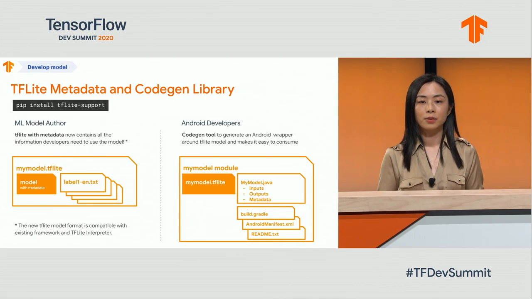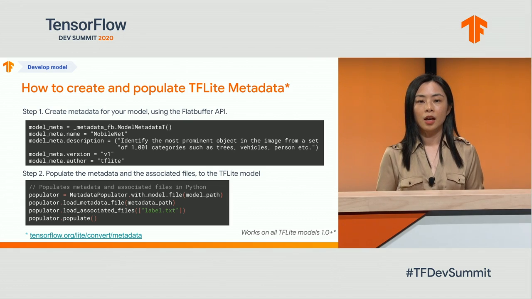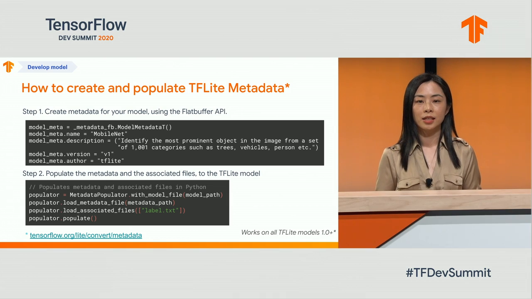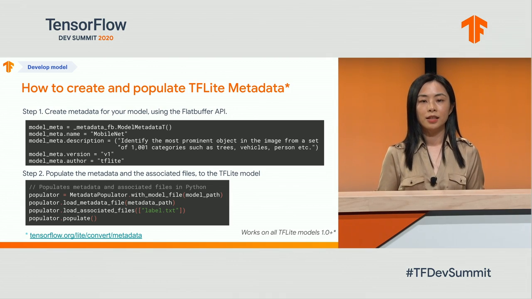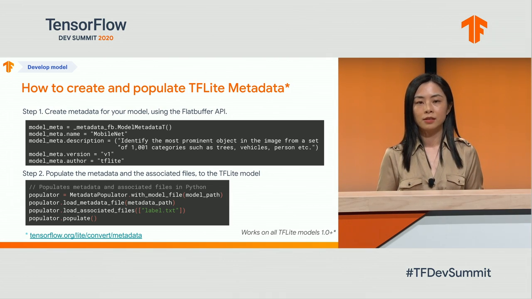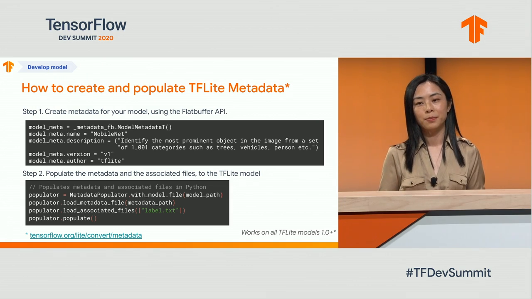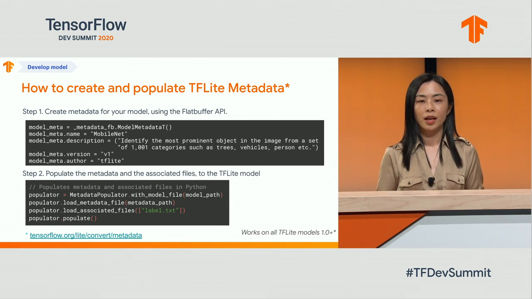Let's now take a closer look at those two sets of tools. First, about creating and populating metadata. TFLite metadata is essentially a FlatBuffer file. It can be created using the FlatBuffer API. Here's an example of how to create the metadata using the FlatBuffer Python Object API.